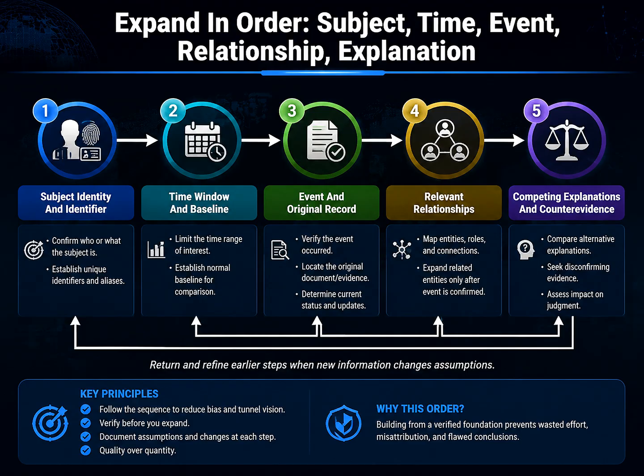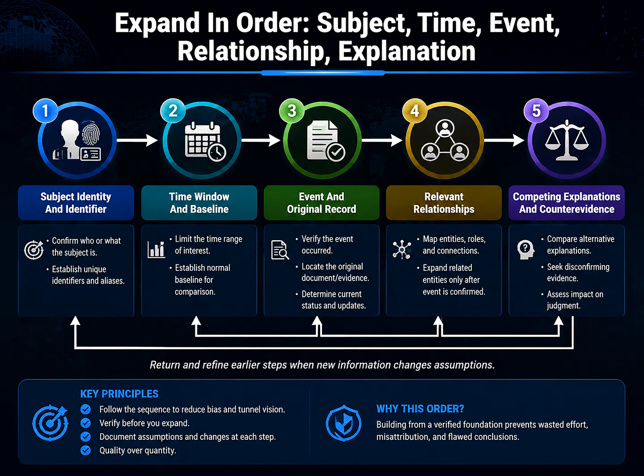A reliable sequence is subject, time, event, relationship, and explanation. First confirm who the subject is, then limit the time range and establish a baseline. Next, verify the specific event and original document. Only after the event is confirmed do we expand related entities. Finally, compare explanations, look for counter-evidence, and judge the effect on the PIR.